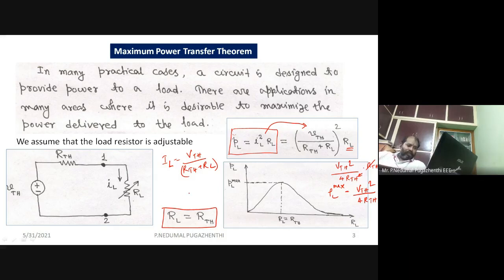How is this RL equal to R Thevenin? You can see that if you draw a graph between RL and the load power PL, for different values of RL, the maximum power occurs at the condition RL is equal to R Thevenin. This diagram also provides the same condition proved: RL is equal to R Thevenin. But how do you derive this condition?